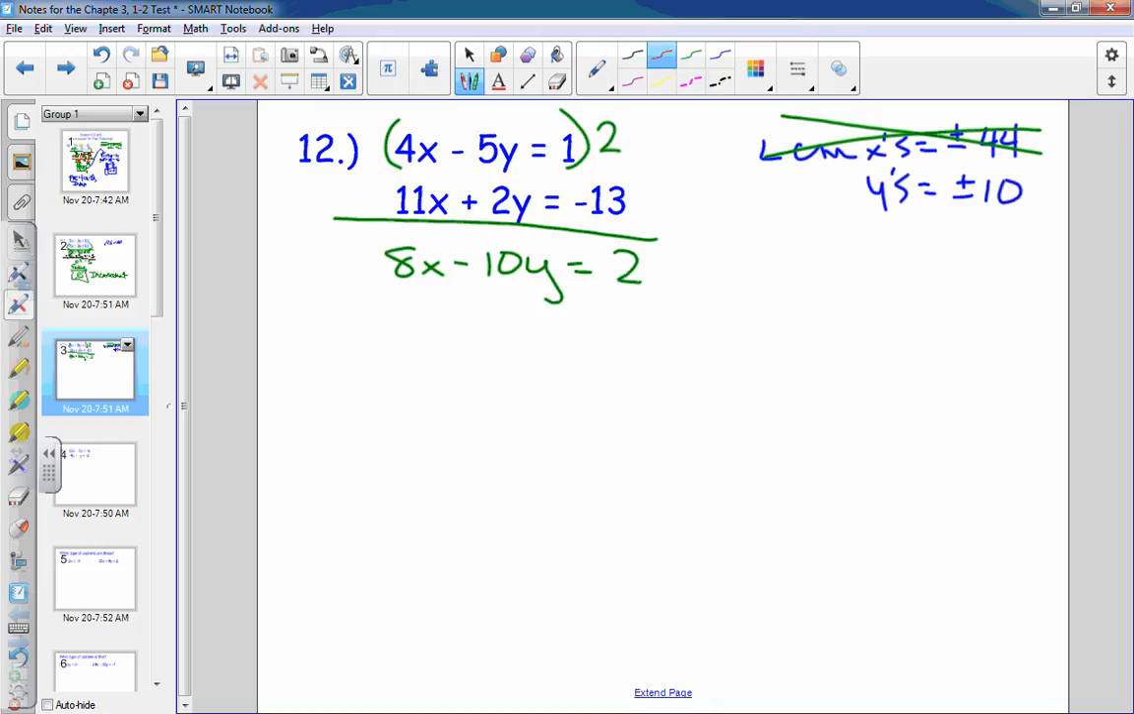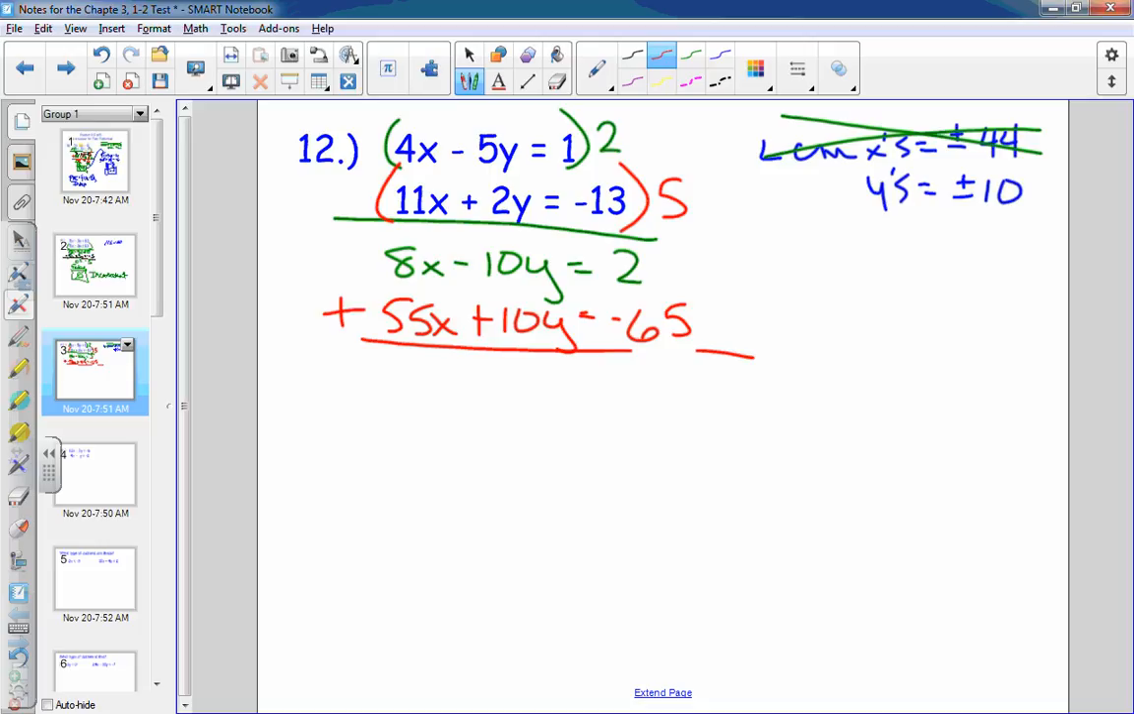Now, what do I multiply the bottom equation by to give myself a positive 10y? Well, that is going to be multiplying that by a 5. And if we do that, I'm going to have 55x plus 10y is equal to negative 65. Okay? Then from there, I'm going to add straight down. If I add straight down, 55 plus 8 is going to give you 63x. Those cancel out, and this is going to be equal to negative 63. Divide by 63, x is equal to negative 1.